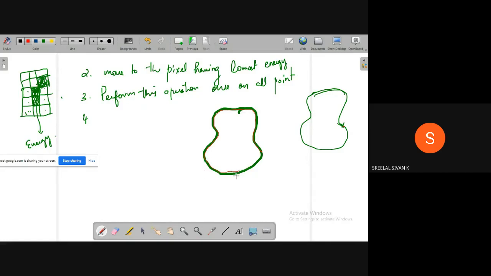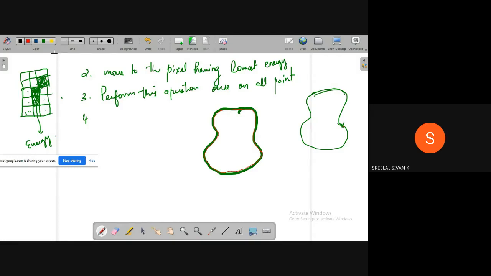So you have to perform this operation once on every pixel, based on the energy function. After that, you have to repeat this iteration until it causes no further movement. You have to repeat this operation again and again until there is no further movement of the boundary points. Once you are getting the same boundary, you can stop. That is the operation: no further movement of the boundary points.